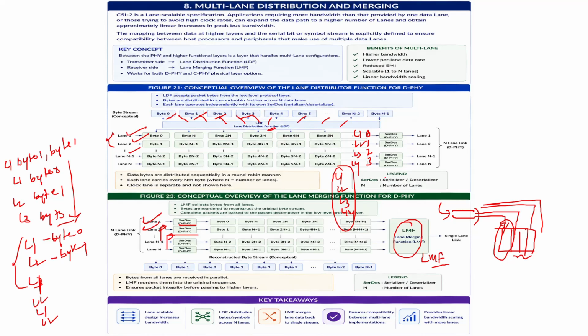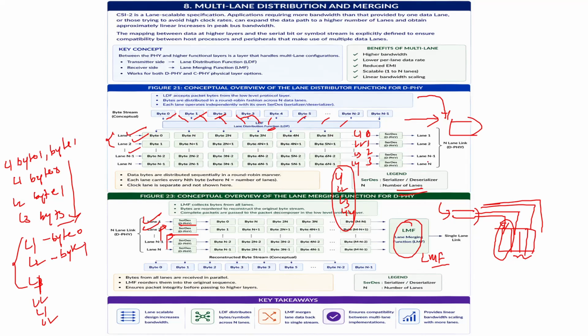Here, a serializer and deserializer are there. Serializer means we are sending the data serially, and deserializer means whoever receives first will be arranged in order. So which lane is sending first and which lane is sending last will be taken care of by the serializer and deserializer. Clear?